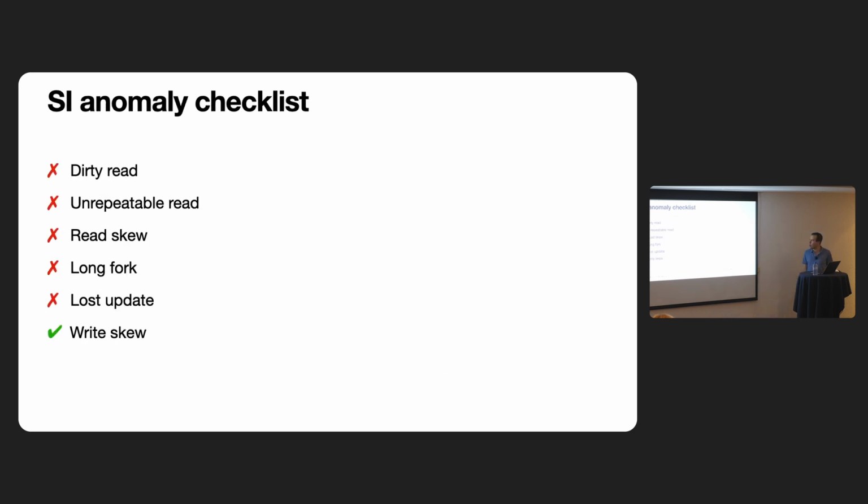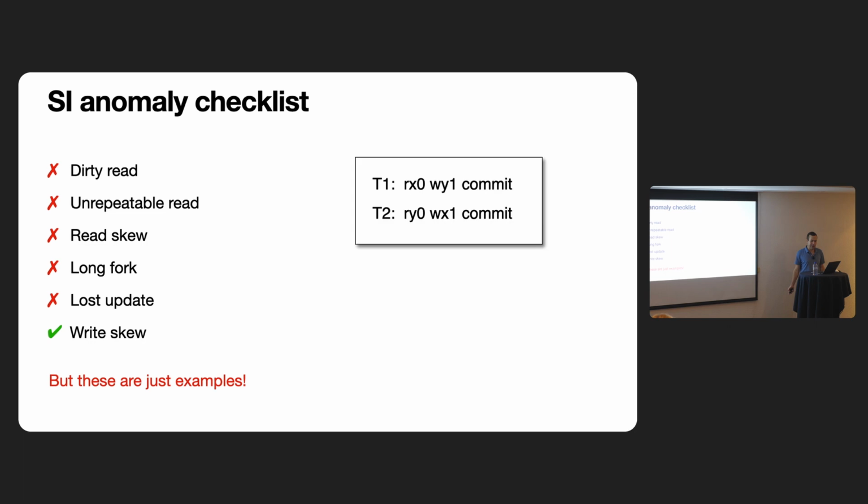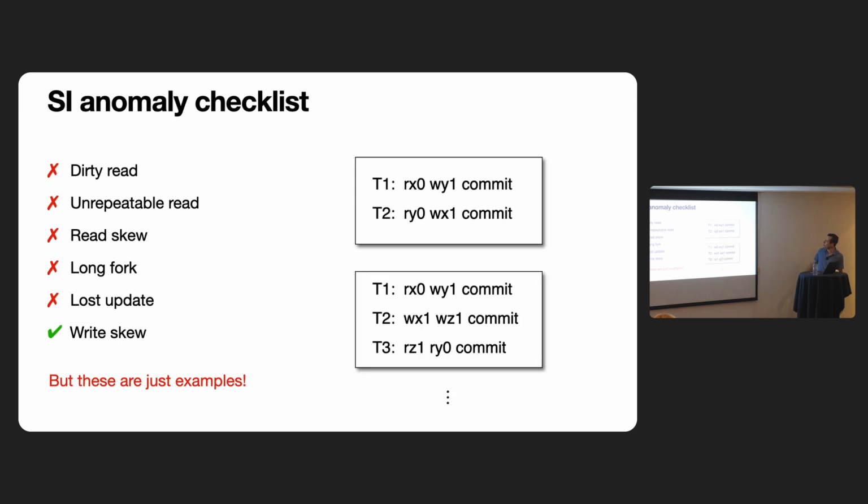So now we get to our anomaly checklist for snapshot isolation. Out of the examples we've seen so far, everything is disallowed except for the write skew, right? But again, I want to emphasize that these are just examples. This is not the definition. The definition is given by the abstract algorithm, not by examples, because with examples, I showed you this example of a write skew, but I can generate more and more of these. I drew something on a piece of paper and generated an example with three transactions that follows the same logic, right? So in principle, I cannot define this using examples.